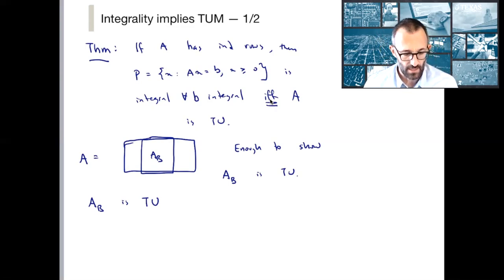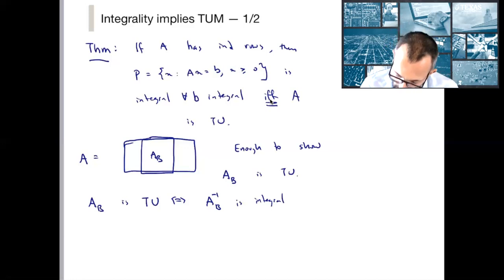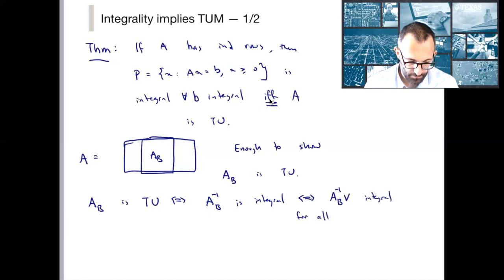So A_B is totally unimodular if and only if its inverse, A_B inverse, is integral. In other words, more specifically, has entries in 0, 1, and -1. And that is equivalent to writing that A_B inverse times any vector v is integral for all integral v.